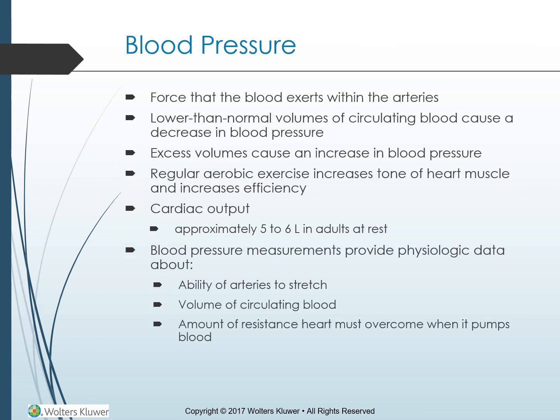Blood pressure is the force that the blood exerts within the arteries. Lower than normal volumes of circulating blood cause a decrease in blood pressure. Excess volumes cause an increase in blood pressure. Regular aerobic exercise increases tone of heart muscle and increases efficiency. Cardiac output is approximately 5 to 6 liters in adults at rest. Blood pressure measurements provide physiologic data about the ability of the arteries to stretch, the volume of circulating blood, and the amount of resistance the heart must overcome when it pumps blood.